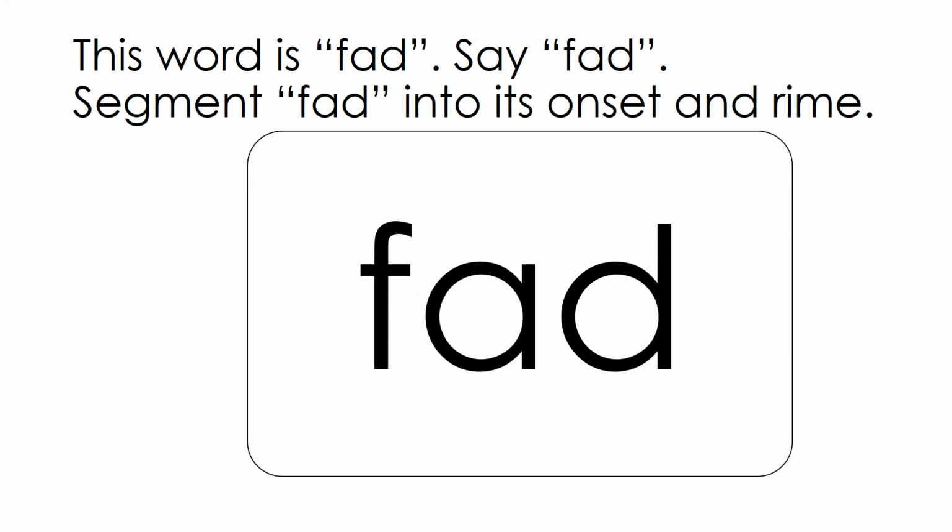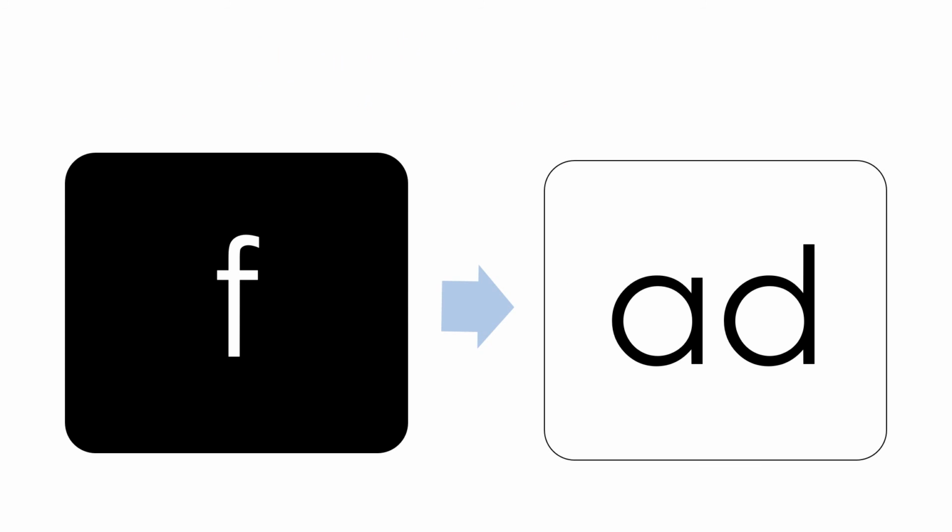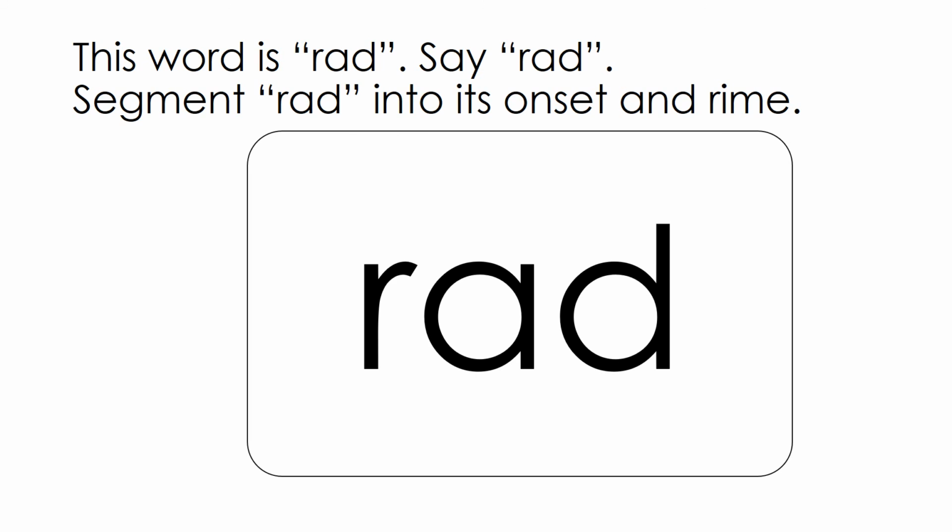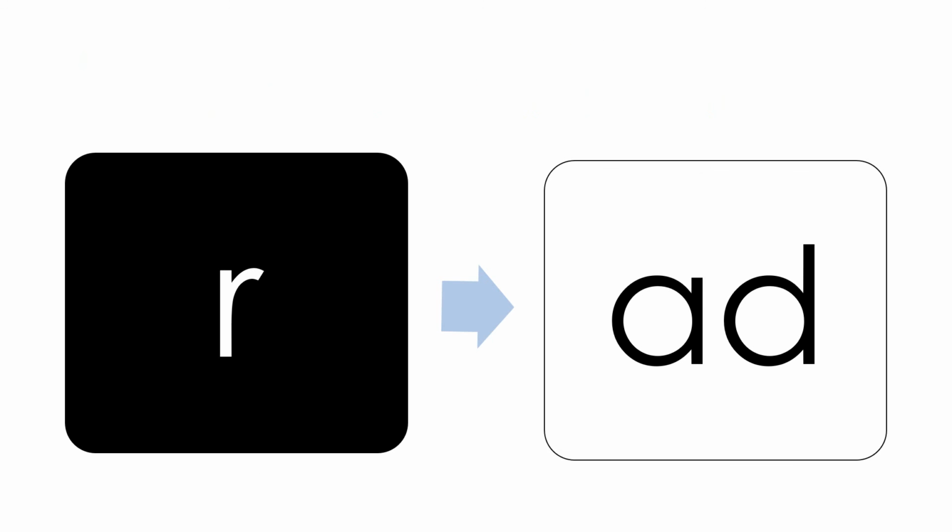This word is fad. Say fad. Segment fad into its onset and rhyme. Add. This word is rad. Say rad. Segment rad into its onset and rhyme. Add.